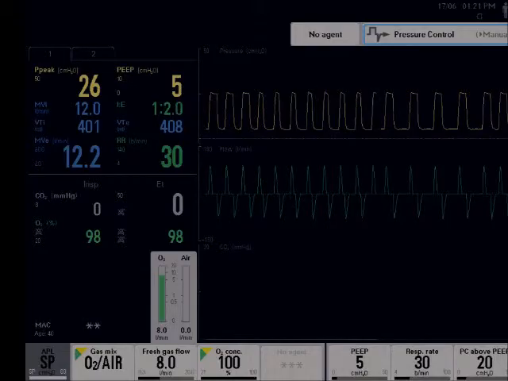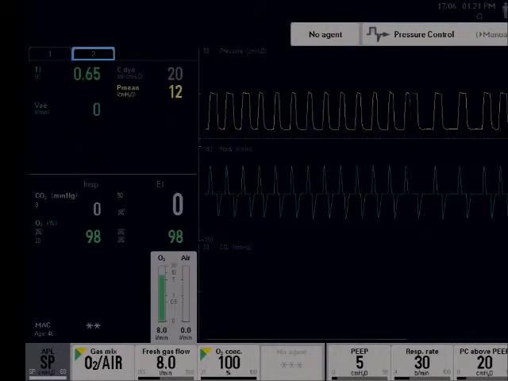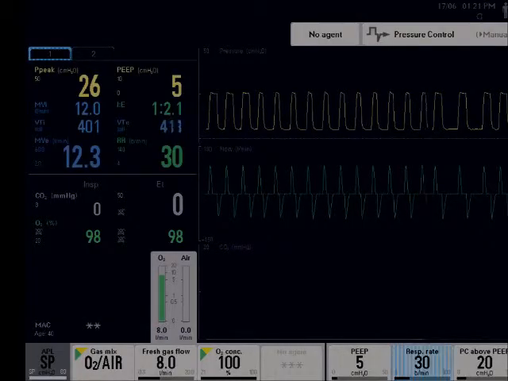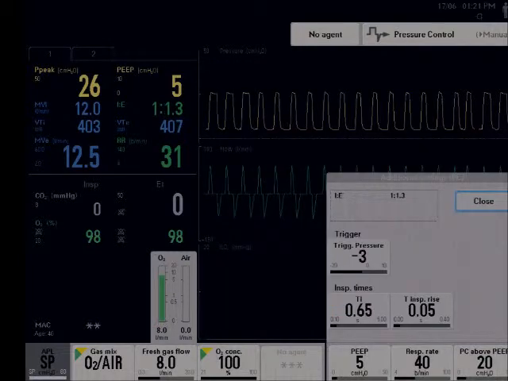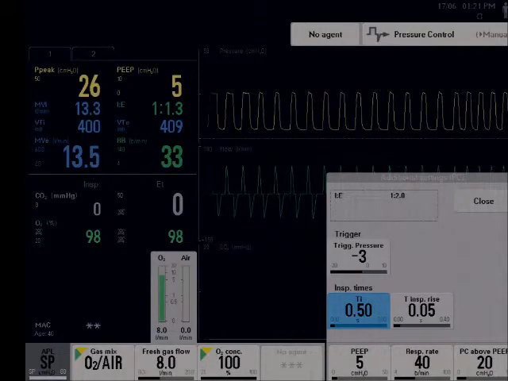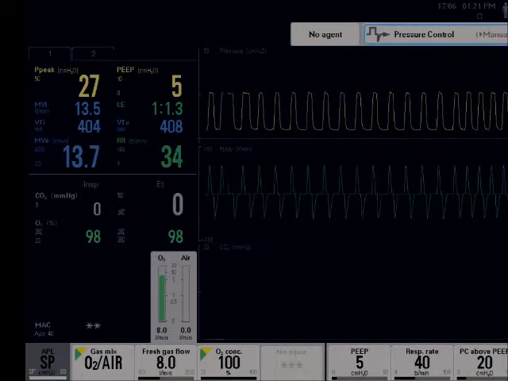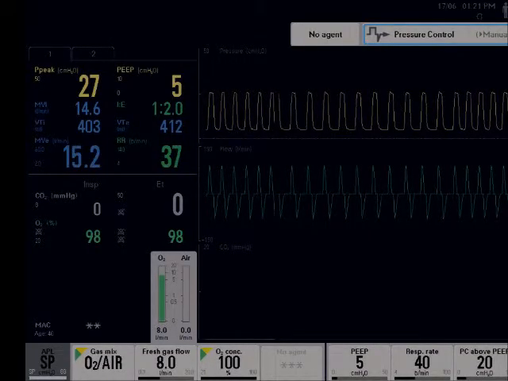Now let's see what happens when I turn it to 40 breaths per minute. So I'll change it to 40 breaths per minute, keeping my inspiratory time percent the same, a duty cycle of 33%, and let's see if this affects my tidal volume. And with this compliance, really not much at all.